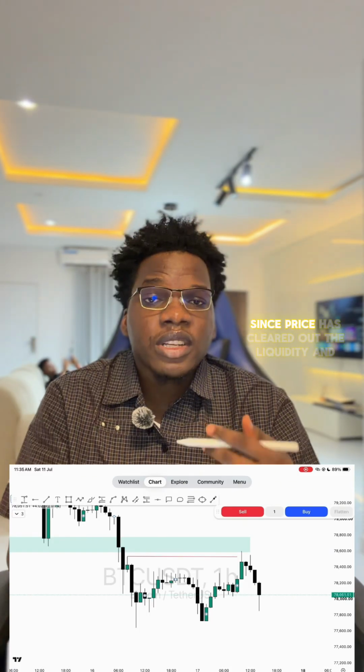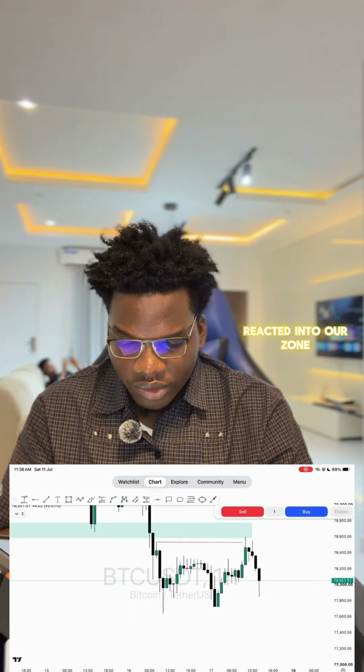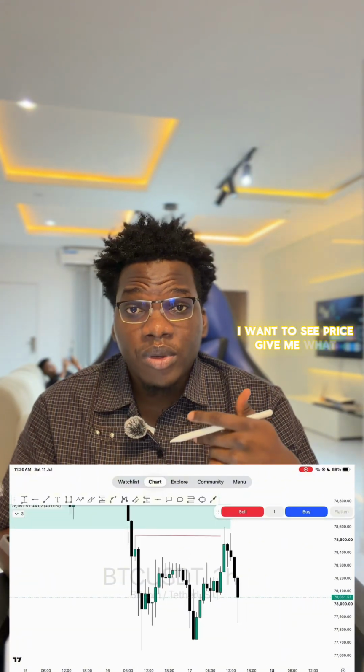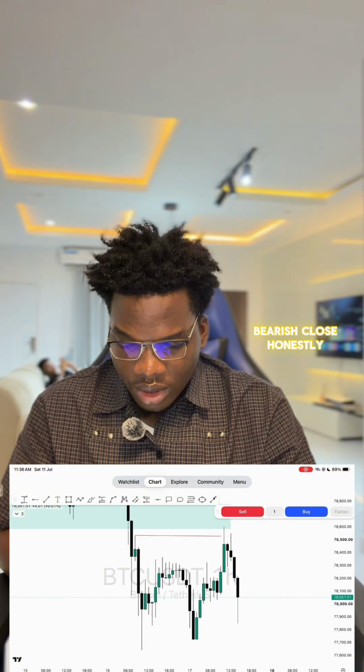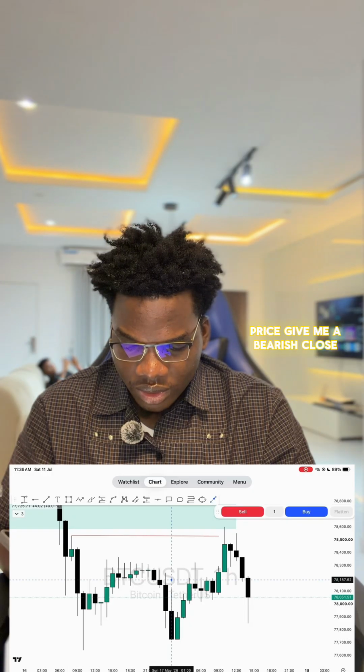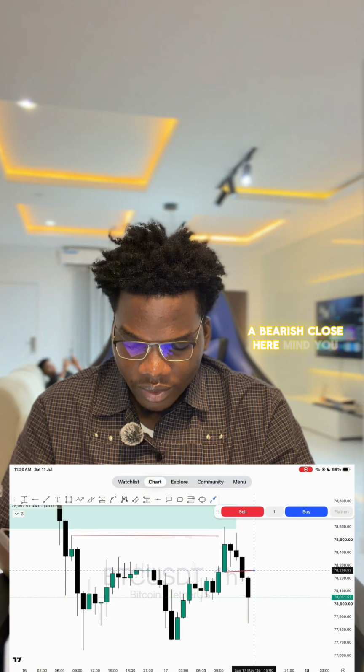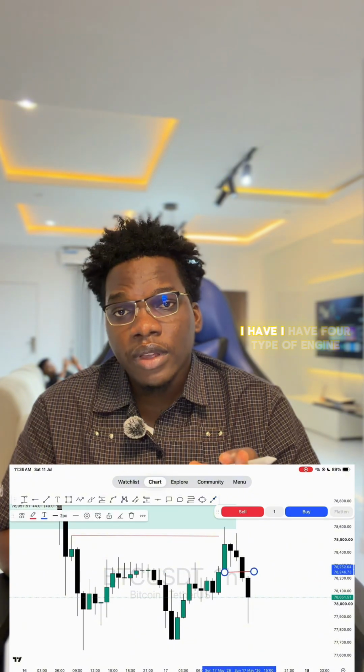So now, since price has cleared out the liquidity and reacted into our zone, what am I looking out for? I want to see a bearish close as well. I want to see price give me what? A bearish close. Then now you can see that price has given us what? A bearish close here.